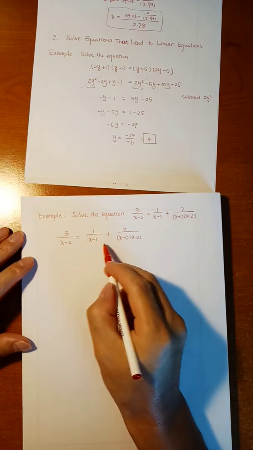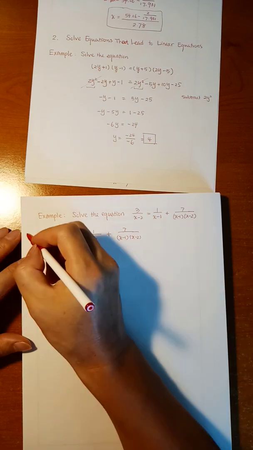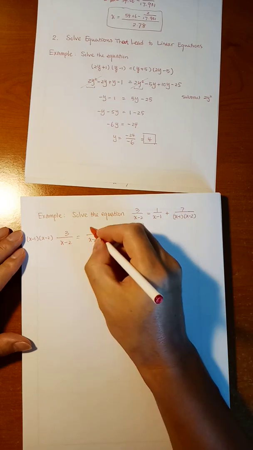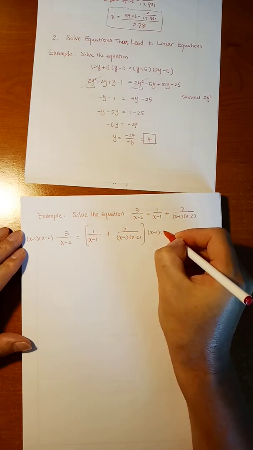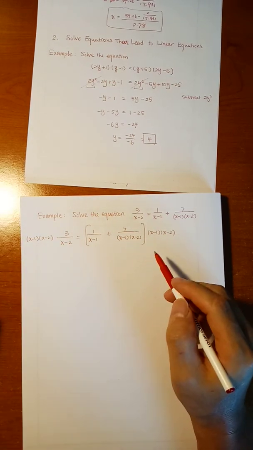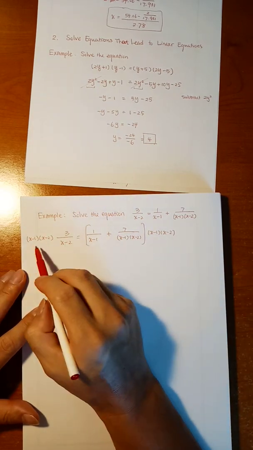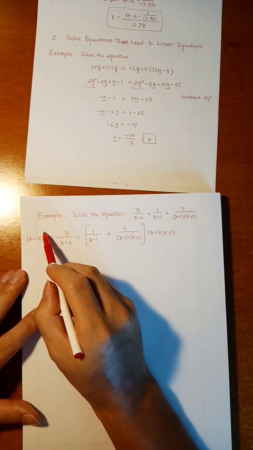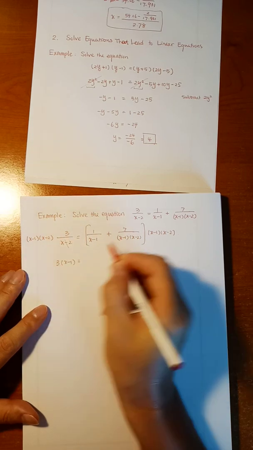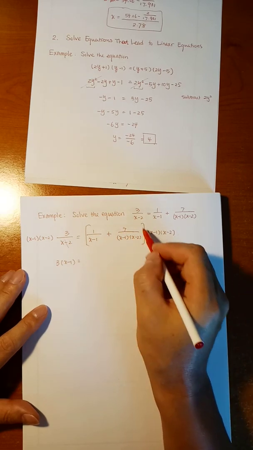The least common multiple of the denominators is (x minus 1) times (x minus 2). So we are going to multiply both sides by (x minus 1)(x minus 2). We multiply both sides by the least common denominator. Then here x minus 2 and x minus 2 cancel, so you have 3 times (x minus 1). In this term, you have to distribute this product into the bracket.